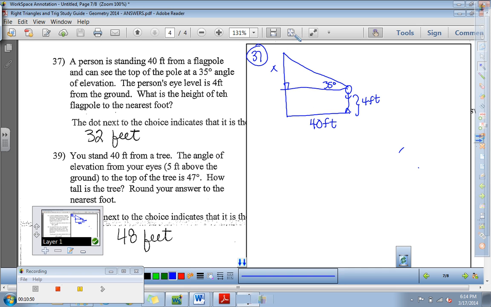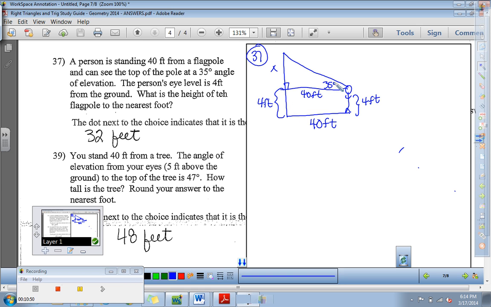So this is a right triangle, we can find x, and then we're going to add in an extra 4 feet to get the height of the flagpole. This is 40 feet also, the distance from the person to the flagpole. This problem is a little different than the ones we've done in class. You're just adding 4 feet at the very end of your answer, so it does work out a little differently.